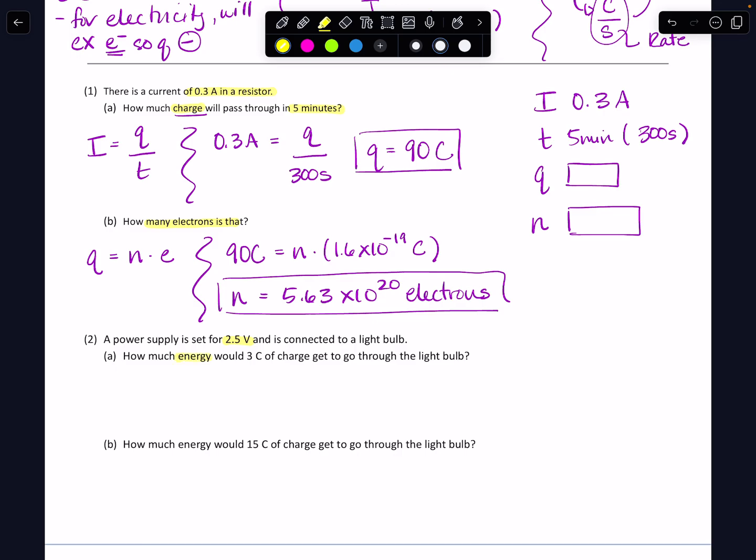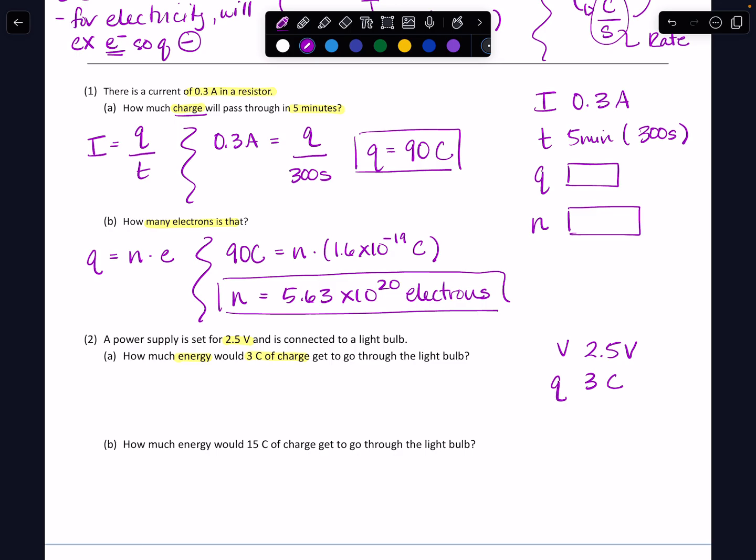How much energy would 3 coulombs of charge get to go through the light bulb? All right. So again, I'm going to do a variable list. This time I have a voltage value or potential difference, 2.5 volts. I've been given something that says 3C of charge, so that's Q, 3 coulombs. And I'm asked for energy.